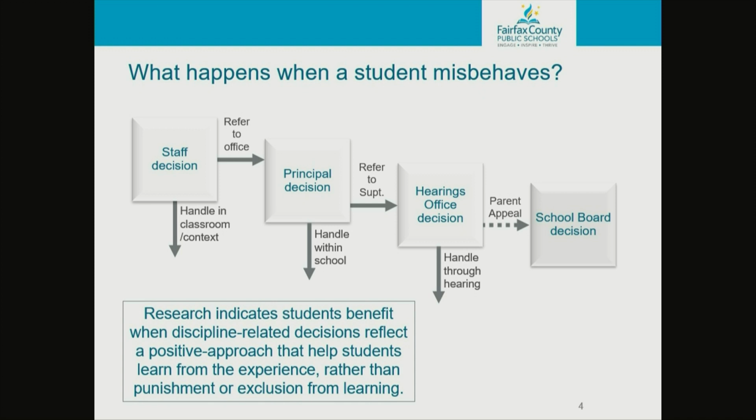Now, you'll see on here as well that research supports that certain kinds of decisions are more positive for students. So when the decisions reflect a positive approach that helps students learn from the experience rather than punishment or exclusion from learning, they tend to have better outcomes. And so that is the foundation for what we're going to look at today in looking at all of the discipline, disproportionality, as well as the outcomes for our students.